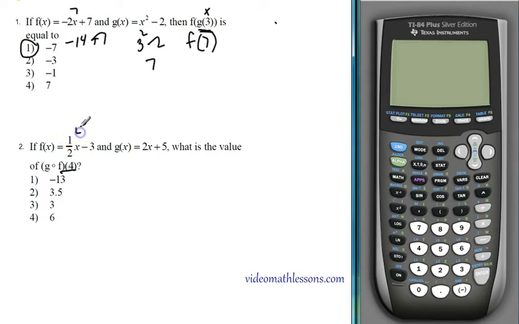So this says half of 4 minus 3. Well, half of 4 is 2. 2 minus 3 is negative 1. So now they're asking what is g of negative 1? Well, let's find out. Plug it in. That's 2 times negative 1, which is negative 2, plus 5 is positive 3. So the answer is 3.